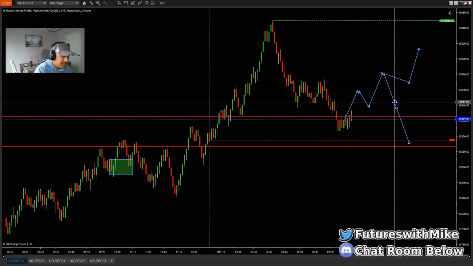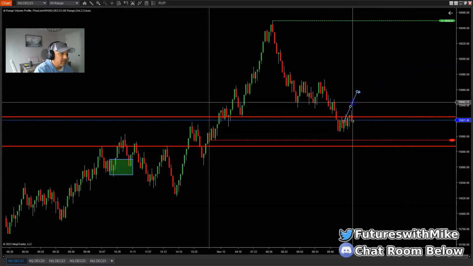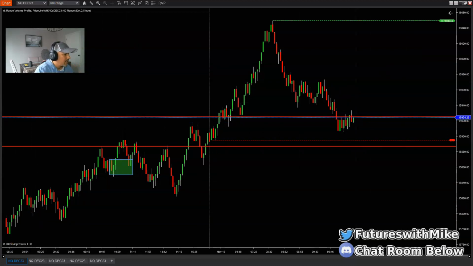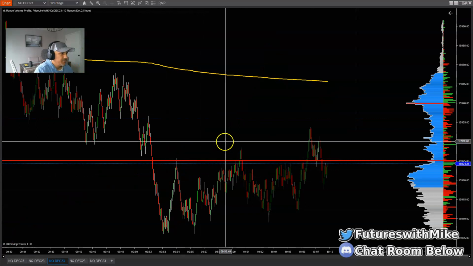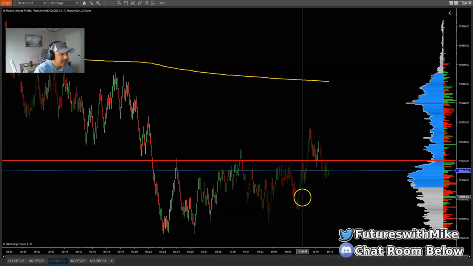So you got to pay attention very closely to the structure of the market, follow the swings when it comes to price action. Just look at everything all together. Let's see what the market's going to do. It's going to start to make these higher highs and higher lows. It could test this area here and then come down and test this area below.